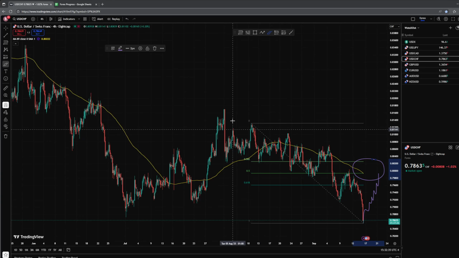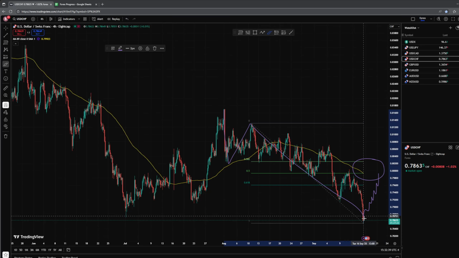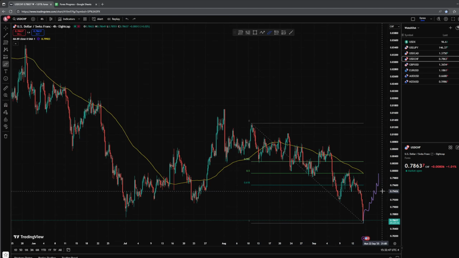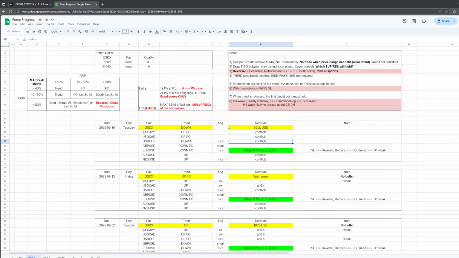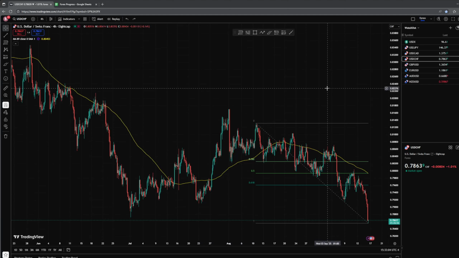Good zone. So we have up leg, retracement, up leg. I would expect the market to soon start retracing, and let it retrace at least to the 50% zone. Then we're going to start selling USD Swiss franc. So USD Swiss franc leg size is nice, and our decision is to wait for a 50% retracement.